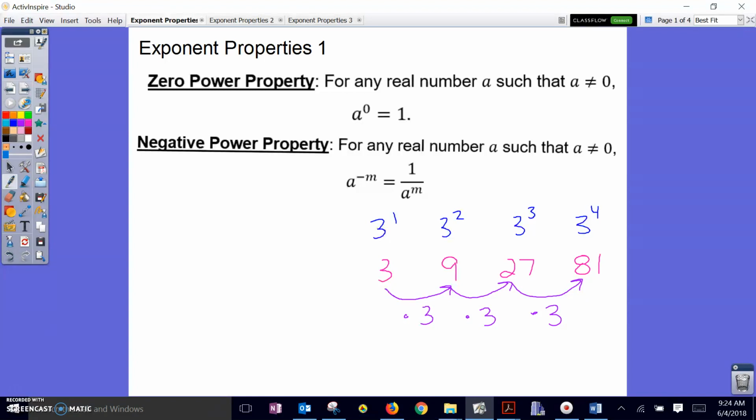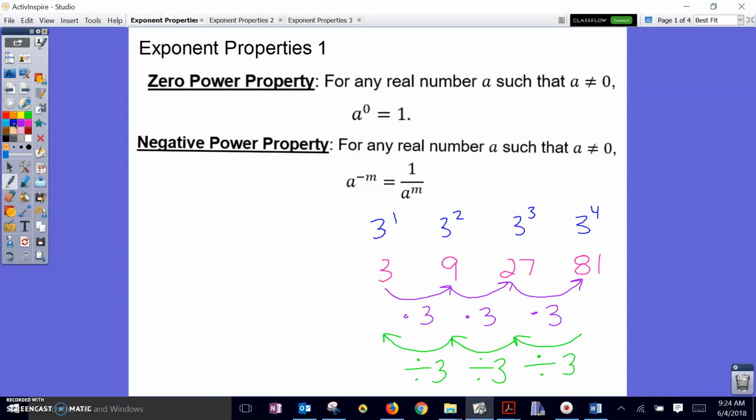Well, let's take the flip side look at that for a second. What happens when we go the other way? What happens when we drop down from 3 to the fourth power to 3 to the third power? In order to do that, I'm dividing by 3. Same thing here. From 3 to the third to 3 to the second, I divide by 3. From 3 to the second to 3 to the first, I divide by 3. And this is the key to understanding what's going to go on as I go to lower powers.